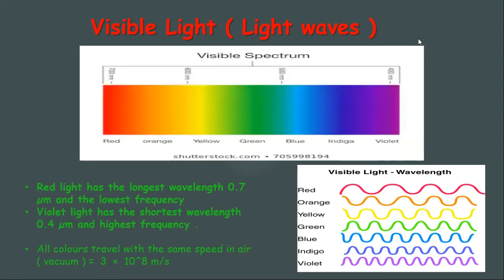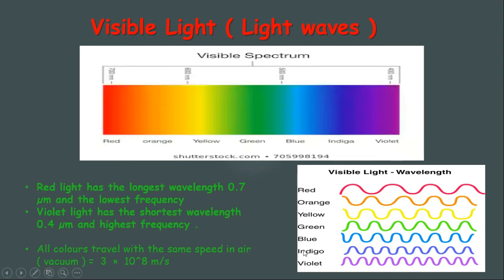That's why its name is what? Visible light. Also, visible light, it has what? Several colors, not only one color. It has red, orange, yellow, green, blue, indigo, and violet. These are the colors in the visible light. Okay? They are arranged in order. Also, you have to memorize them in order. Okay?